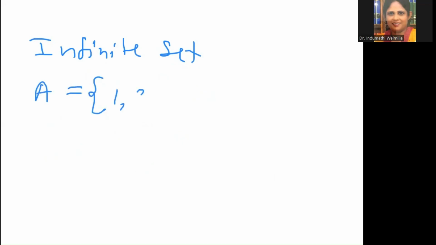An infinite set is a set which is not finite. For example, the set of natural numbers. There is no end. So we can write the set of natural numbers as 1, 2, 3, 4, 5, then we can put the dots. So this is an example of an infinite set. And another type of set is the equivalent set.